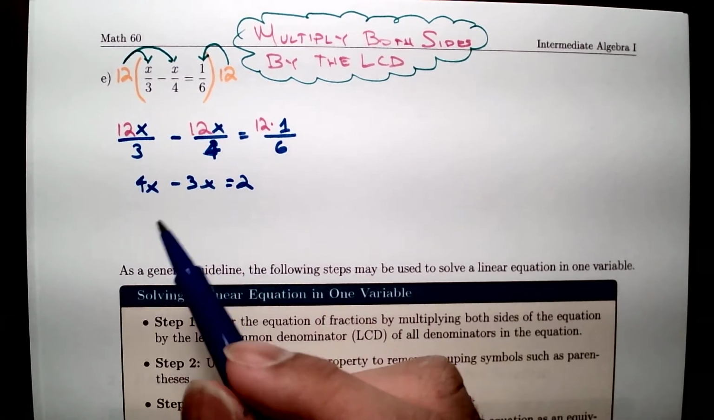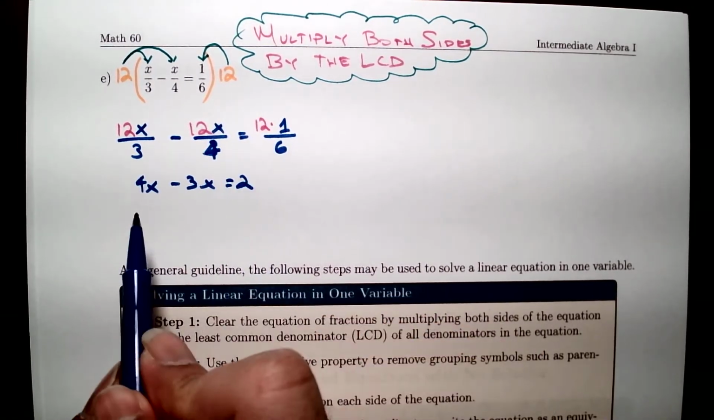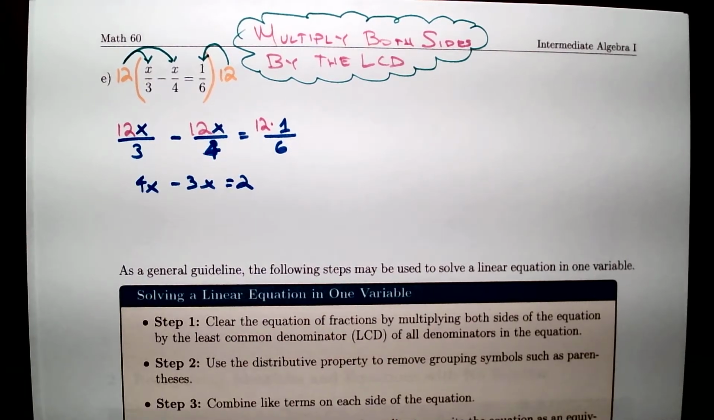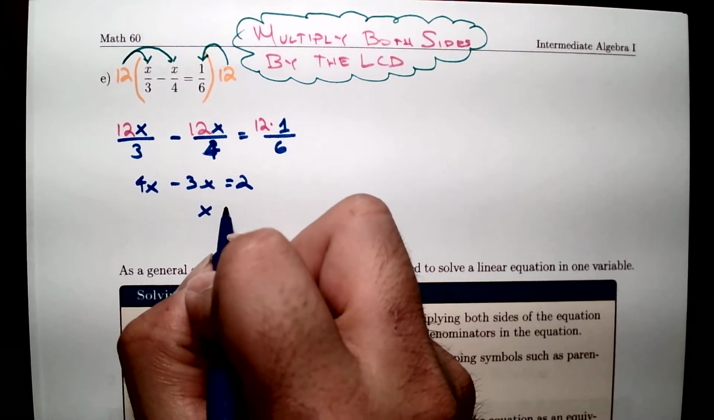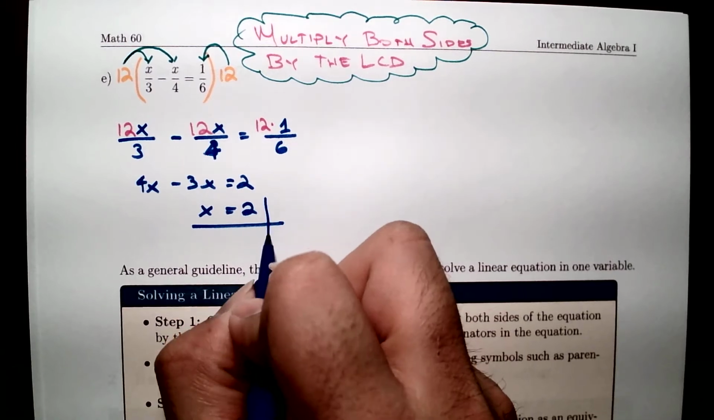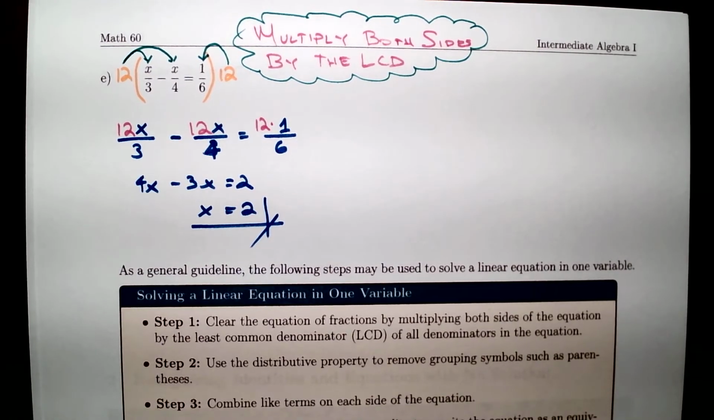And look, it's going to go really, really easy at the end, because what is 4x minus 3x? That's going to give me simply x equals 2, and that's directly the final answer. No more, no less. All right.